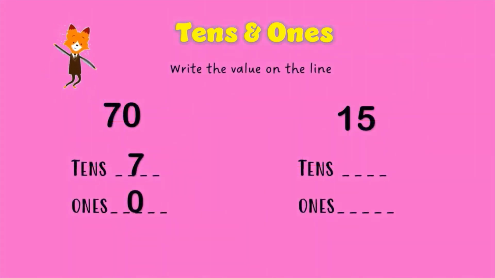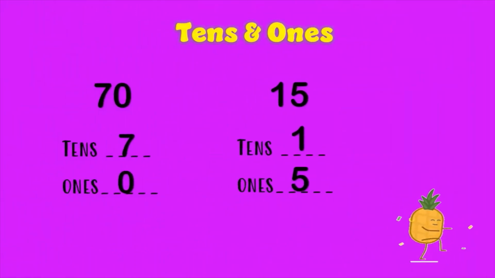70 is 7 tens and 0 ones. 15 is 1 ten and 5 ones.